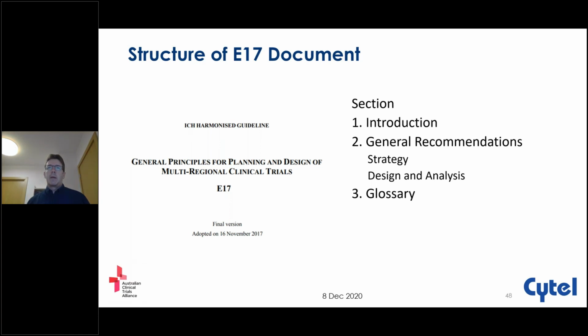And again, the sections in here don't look like a big list. However, it's quite a long document and contains some really good reading and good advice about different aspects of planning, designing, and analysing multi-regional trials. And again, the glossary is a really good part of this document and gives some really good definitions of terms that are being used. And again, there's no way in the time that I have today that I could give this the full treatment that it deserves. But I will just talk about some of the key features of this document.